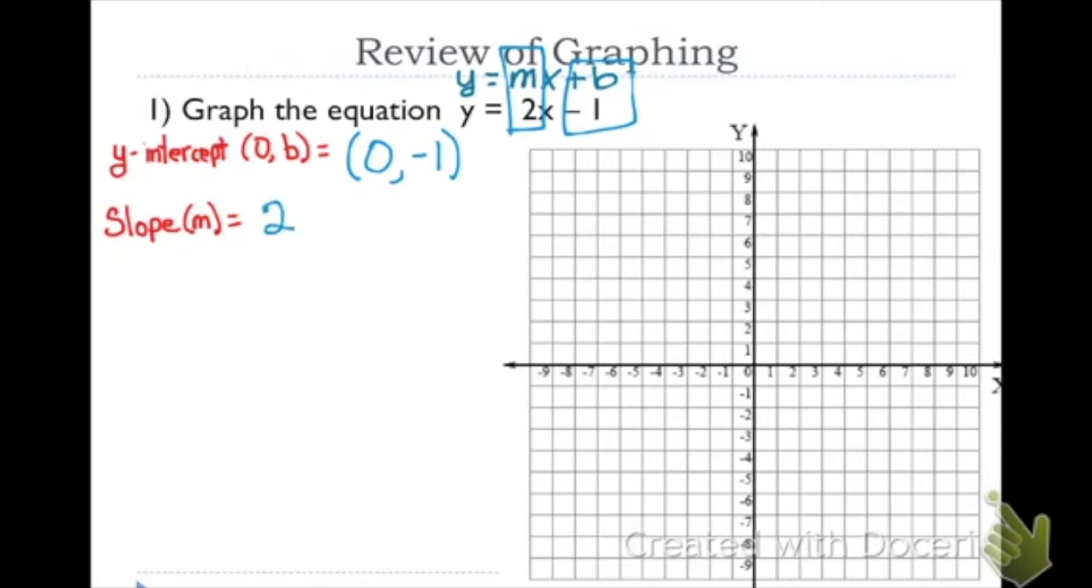Now remember, slope when you're graphing is rise over run. So if I have a whole number, I'm going to put it over 1 to change it into rise over run. And I'm going to give myself some driving directions. The +2 on top tells me that I need to go up instead of down. The +1 on the bottom tells me I need to go to the right, because rise is up or down and run is left or right.